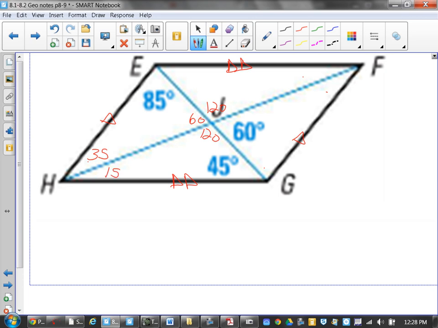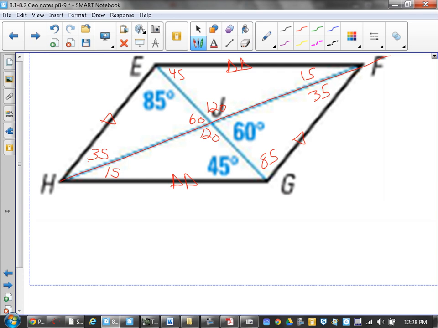What Alonzo was doing was saying, hey, this is two parallel lines and this is my transversal. Well, that means this is 15 because they're alternate interior. That's 35 because they're alternate interior. 45 is 45 up here. 85 is down here.